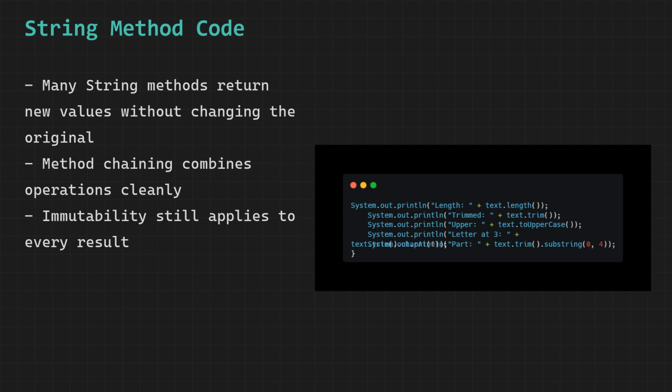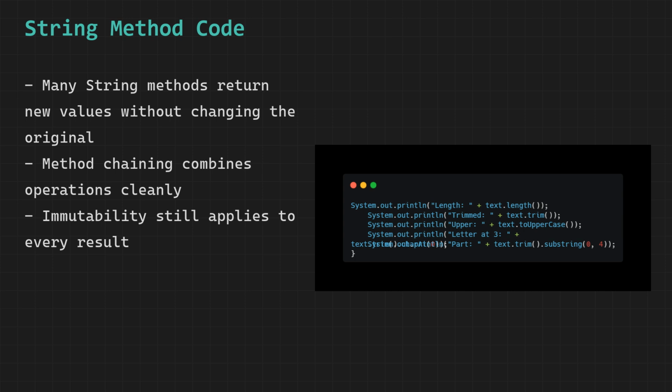Since the string is now trimmed, the first character is J and not a space. The output is J. The fifth line is also method chaining. We first call trim on text to remove the spaces. Then we call substring with 0 and 4 on the trimmed result.